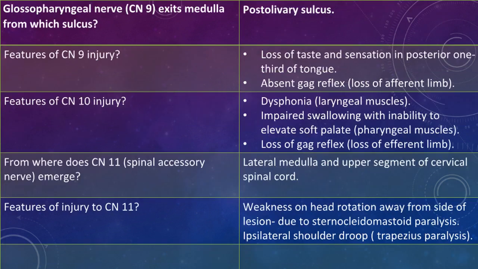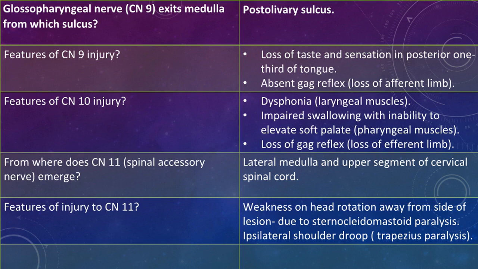Glossopharyngeal nerve, CN9, exits the medulla from which sulcus? Postolivary sulcus. Features of CN9 injury? Loss of taste and sensation in the posterior 1/3 of the tongue. Absent gag reflex, loss of afferent limb. Features of CN10 injury? Dysphonia, laryngeal muscles. Impaired swallowing with inability to elevate the soft palate, pharyngeal muscles. Loss of gag reflex, loss of efferent limb.